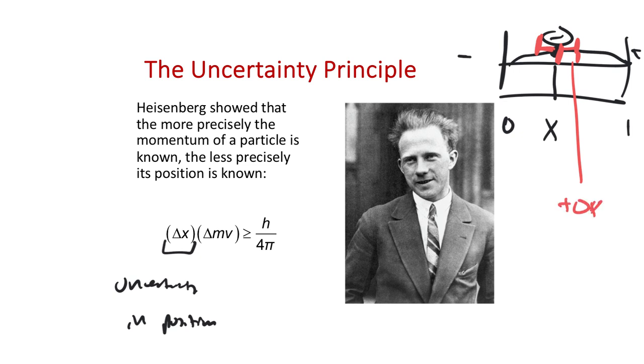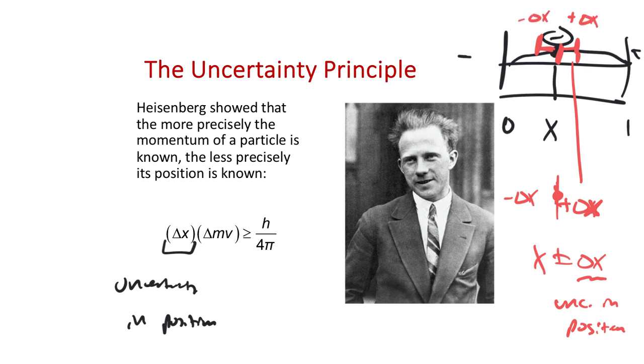So we go plus delta x on one side, and on the other side of the particle it's minus delta x. So we have x plus or minus delta x, and this is the uncertainty in position. If you're measuring it to be 0.1 meters across the potential, what's the plus or minus? Is it plus or minus 0.01 meters? So 0.01 on one side, 0.01 on the other. It's like the error bars.